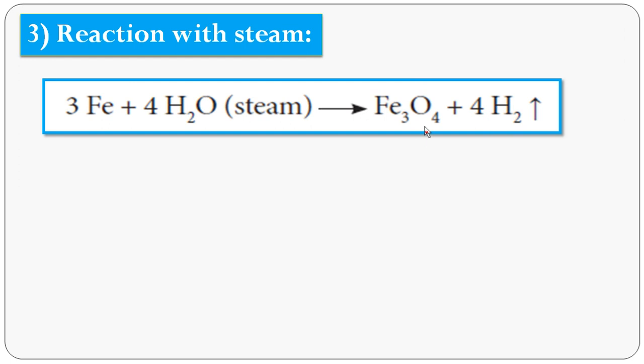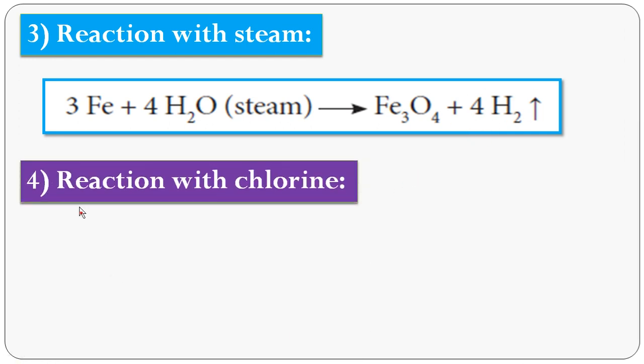Now, how many oxygen on this side? 4. So here I put 4. But hydrogen 4 2s are 8, so here I put 4. Now iron 3, so here you have to put 3. In this way you have to balance the reaction. When steam is passed over red hot iron, it forms magnetic oxide with the liberation of hydrogen gas.